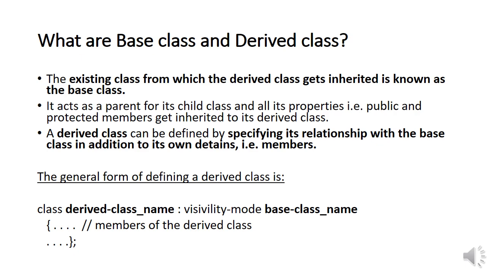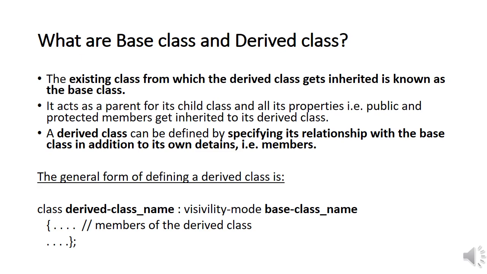What is a base class and what is a derived class? First, we will see what is a base class. The class from which the derived class gets inherited is known as the base class. It also acts as a parent class for its child classes. The public and protected members of the base class get inherited to its derived classes. Then the derived class specifies its relationship with the base class in addition to its own members.